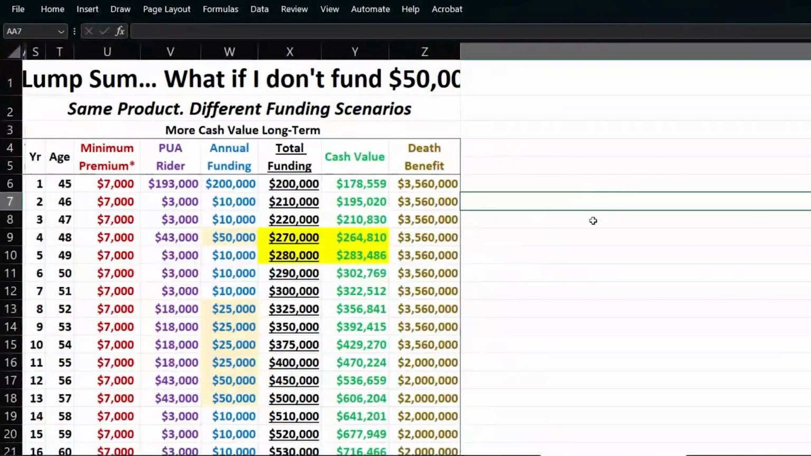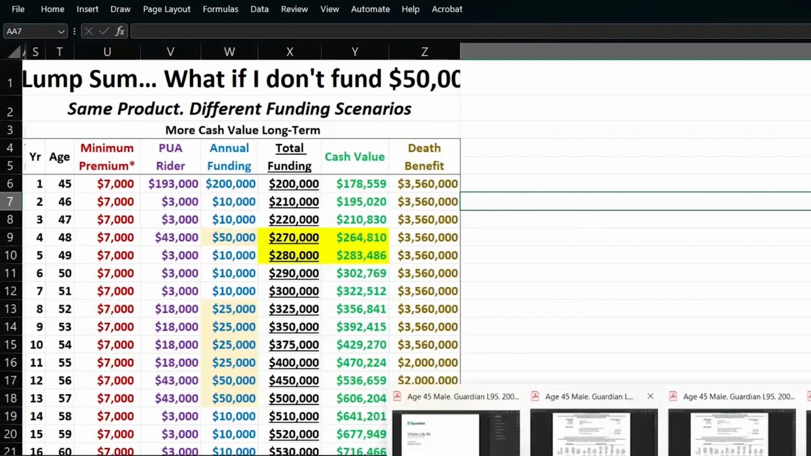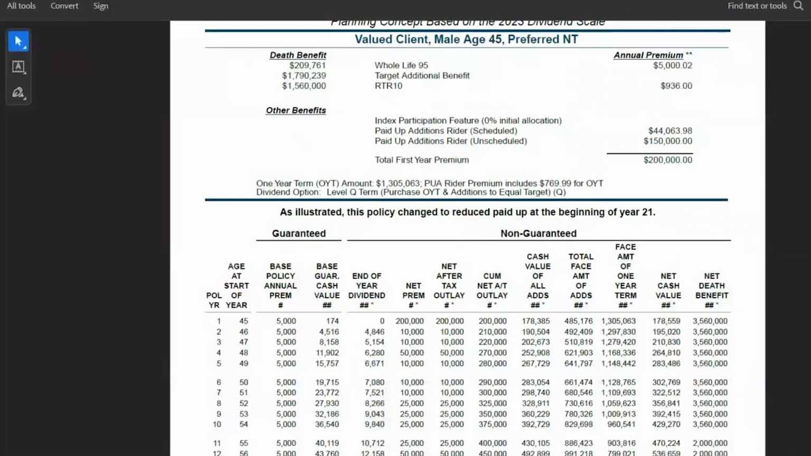Well, it varies. First year 200, then he does 10, then he has a good year where he throws in 50, then 10 for a couple, then 25 for several, then 50 for two, then back to 10. This is meant to illustrate the flexibility and the fact that we can do something like this. Now, the policy has to be set up correctly. Specifically, we have to have a 1-year term insurance rider if we want to be very aggressive with the PUA payments. So here's the actual illustration.